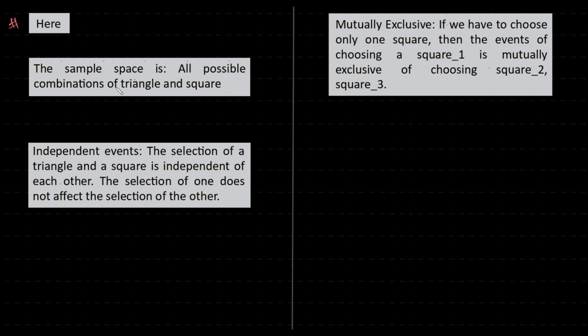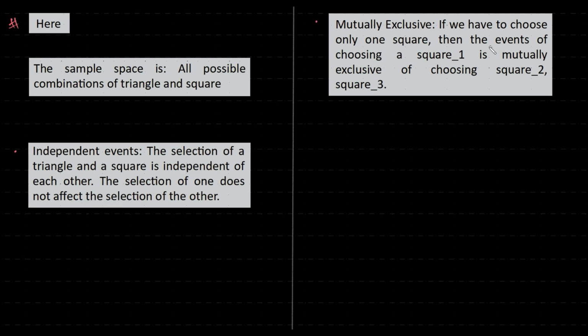Here the sample space is all the possible combinations of triangle and rectangle. These are independent. What do we mean by independent? The selection of a triangle and a rectangle is independent of each other. What triangle we choose, what rectangle we choose, a kid will not mind, right? He or she loves all the color combinations. So they are independent of each other. The selection of one will not affect the selection of the other.